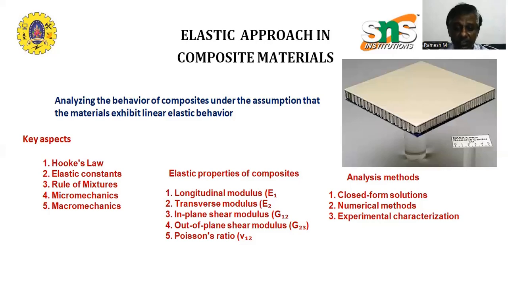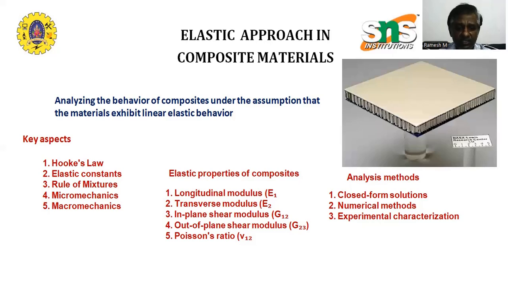Here, analytical solutions for simple geometries and loading conditions. Unidirectional composites under longitudinal loading are analyzed, as well as cross-ply composites under in-plane loading. So these are involved in the closed form solutions. Then numerical methods: finite element analysis, then boundary element method. For complex geometries and loading conditions, like multi-directional composites under combined loading, as well as composites with complex geometries or defects, have to be analyzed here.